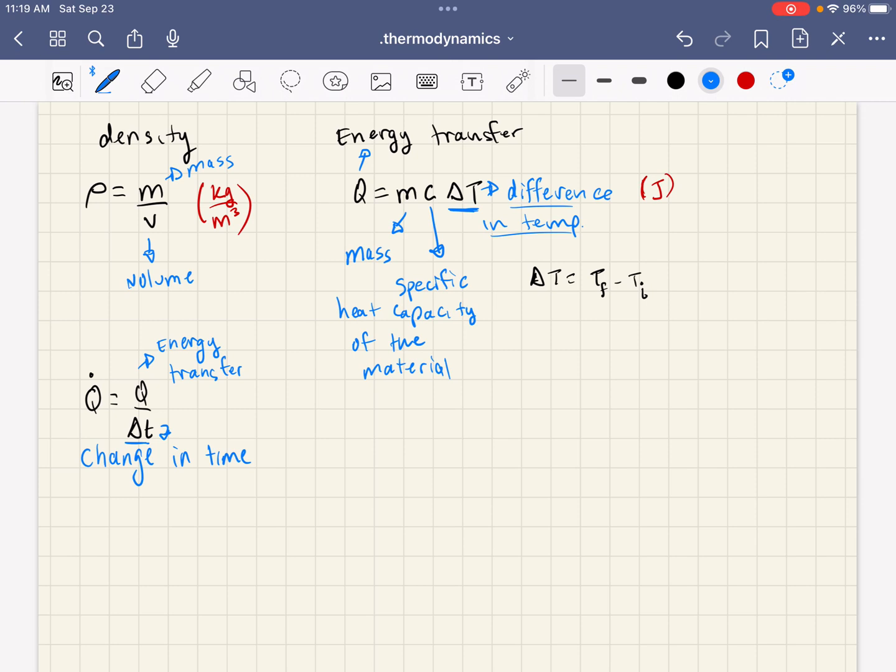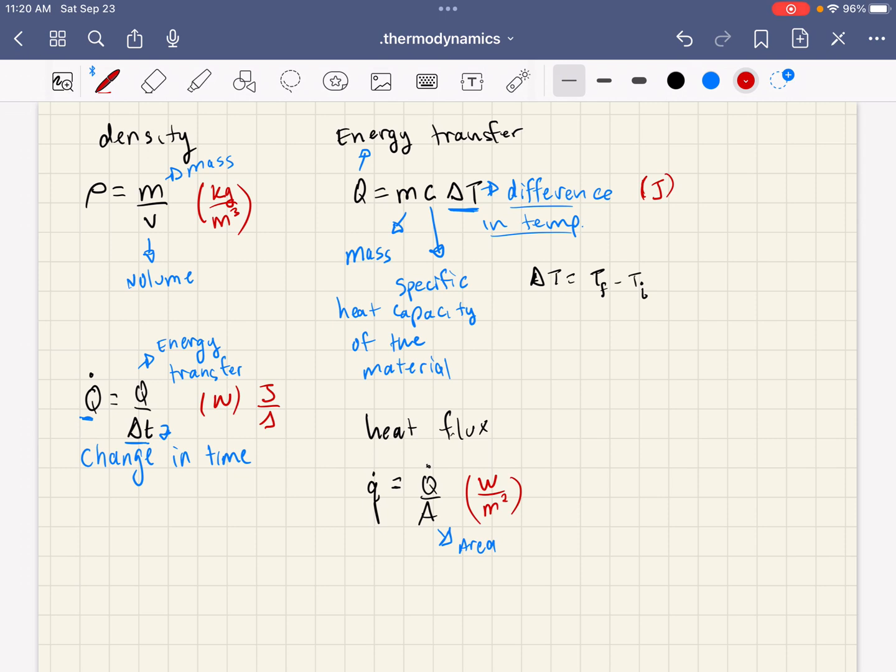Now, before I forget, units for this will be watts, or we can also use joules per second, where the change in time is measured in seconds. Now we can have heat flux. Lowercase q dot, we'll leave it at that, will be equal to Q dot over A, where A is just the area, and this Q dot comes from over here. Obviously, units for this will be watts over meter squared.